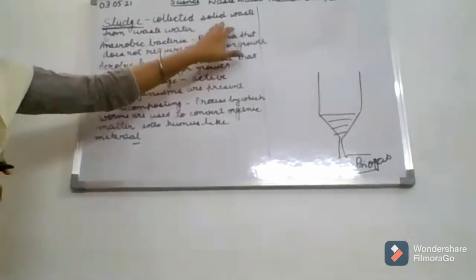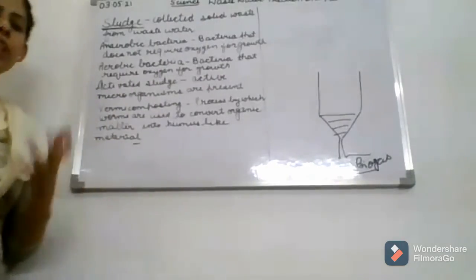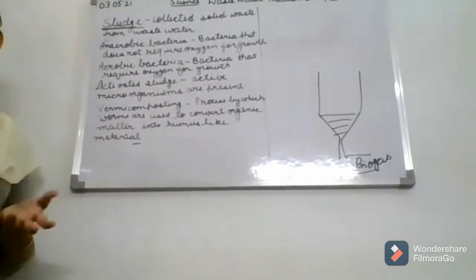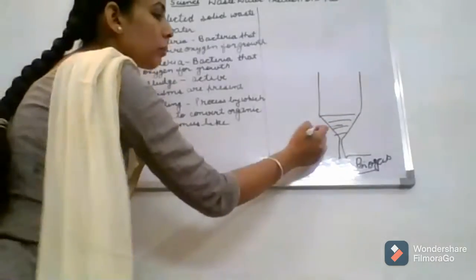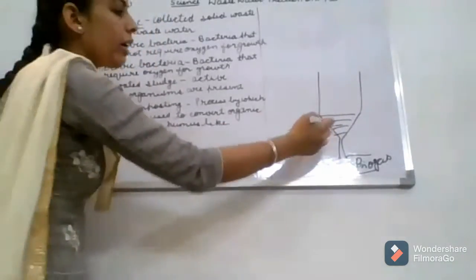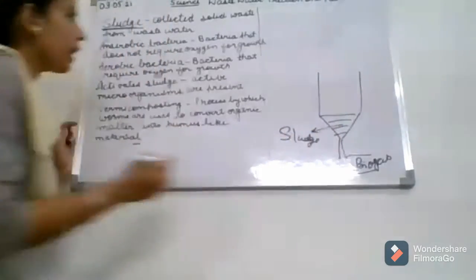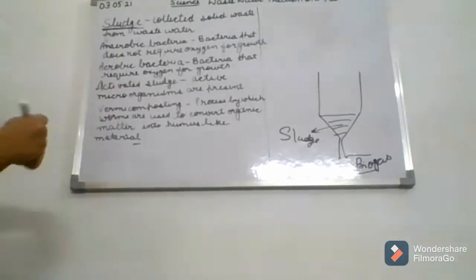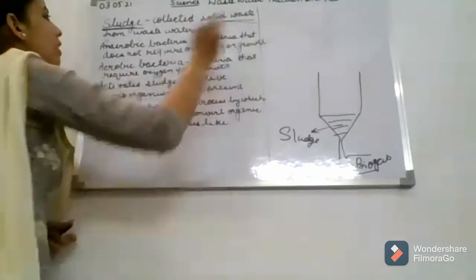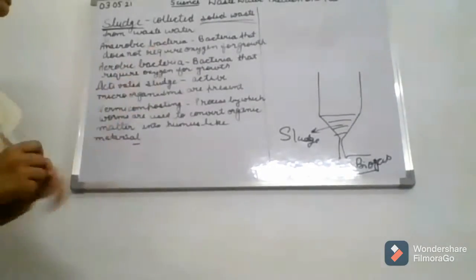Sludge is a solid waste. That means there is human feces and other solid waste that will settle at the bottom. Here at the bottom of the clarifier, it will settle down. This is called sludge. In the wastewater treatment plant, when we treat the wastewater, the solid waste that we get is the sludge.